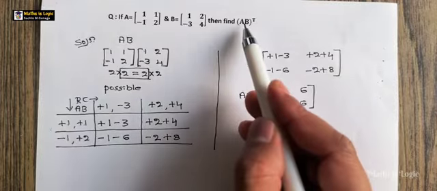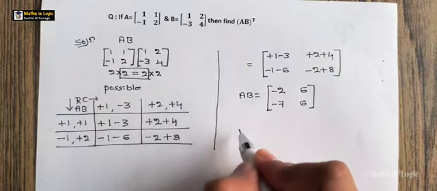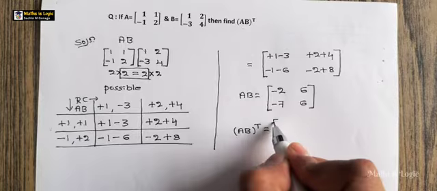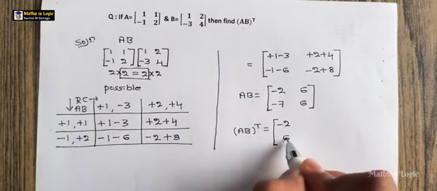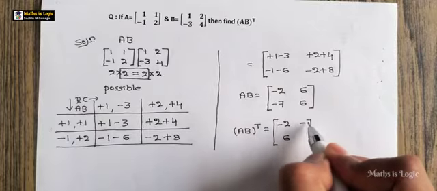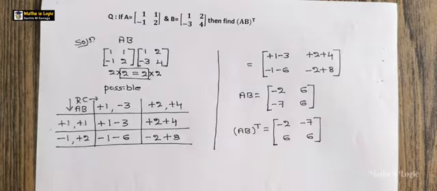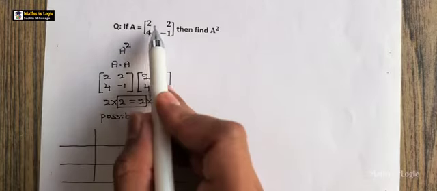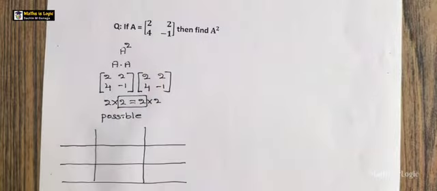But the question is, we need to take the whole transpose of AB. Therefore, transpose means we need to interchange rows with columns. Therefore, write the first row as the first column, second row as the second column. So this is the value of the whole transpose of AB. Next question. If A is equal to 2, 3, 4, minus 1, then find A square.